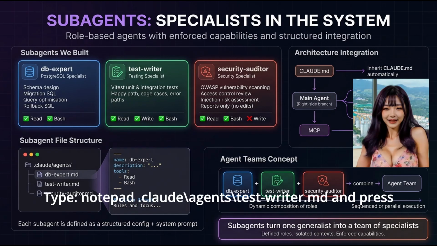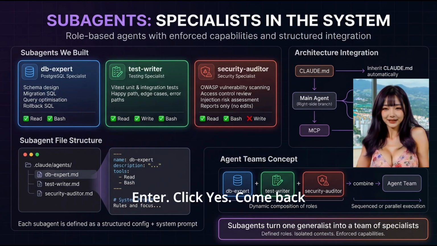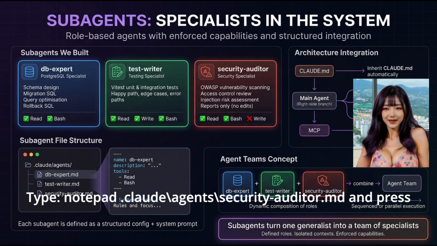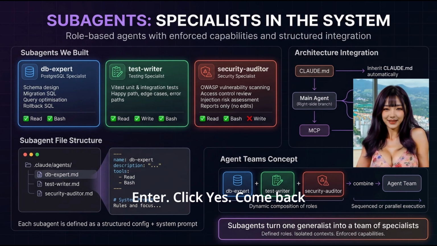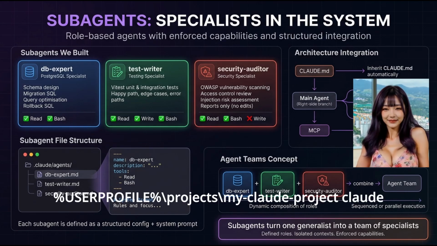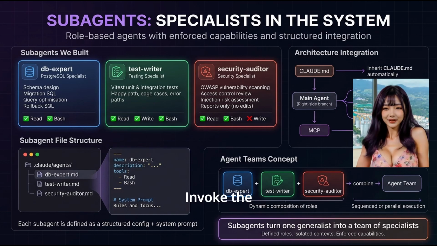Type notepad .claude/agents/testwriter.md and press enter. Click yes. Come back to the text. Type notepad .claude/agents/securityauditor.md and press enter. Click yes. Come back to the text. Launch Claude Code: cd to your project folder, then type claude.